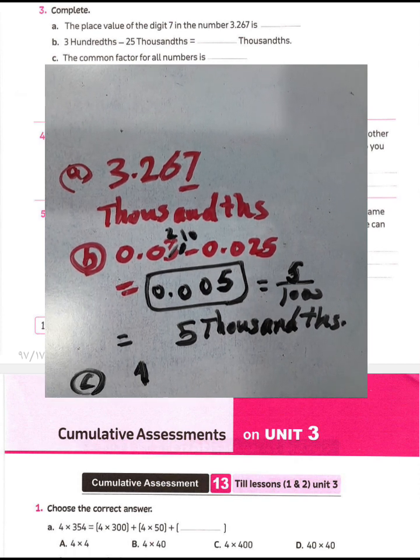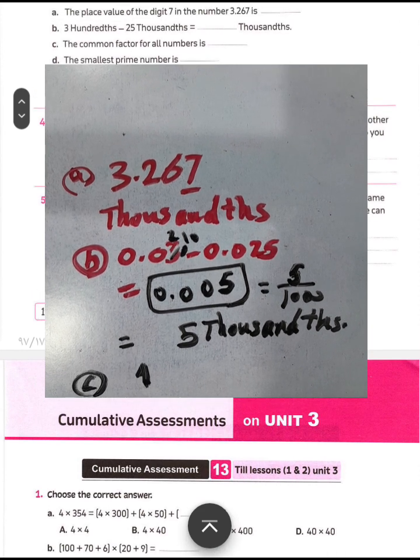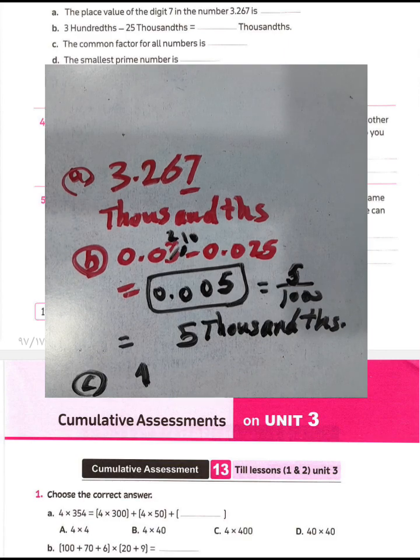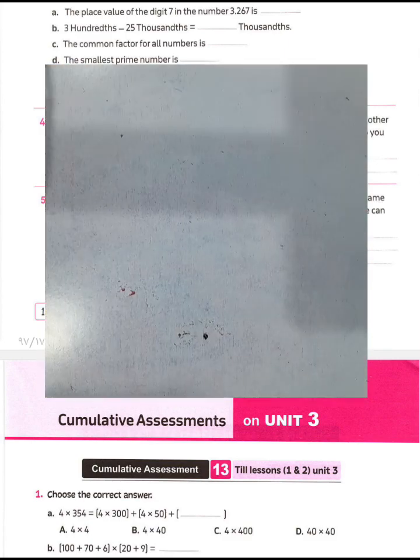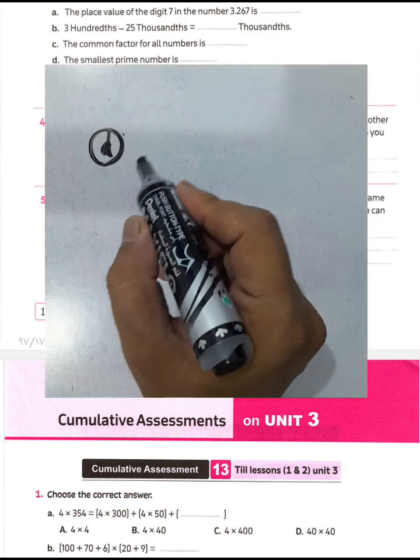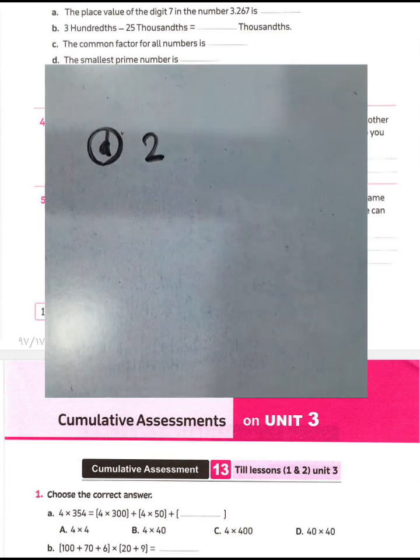Question letter D. The smallest prime number is 2. We know the prime number has only 2 factors. It can be divided by itself and 1 only, such as 2, 3, 5, 7, and so on. Then, question letter D. The smallest prime number is 2.